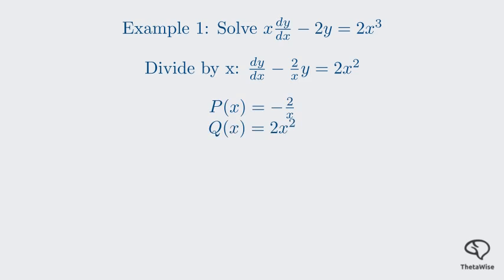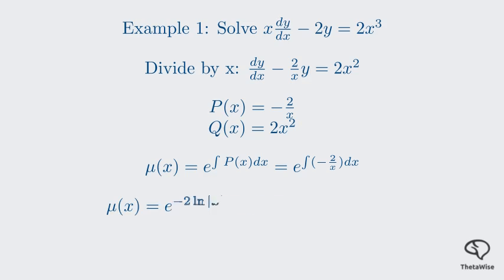Next, we find the integrating factor, mu of x. Mu of x is e to the power of the integral of p of x dx, which is e to the power of the integral of negative 2 over x dx. The integral of negative 2 over x is negative 2 times the natural log of the absolute value of x. Using logarithm properties, this is e to the power of the natural log of x to the negative 2, which simplifies to x to the negative 2, or 1 over x squared.